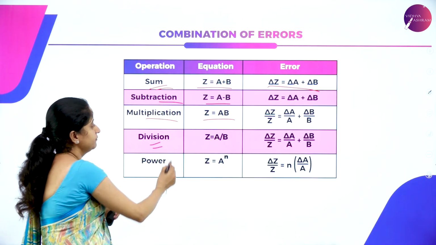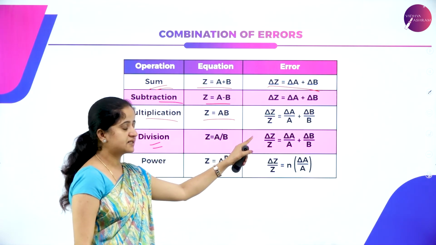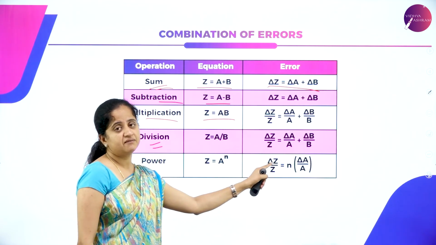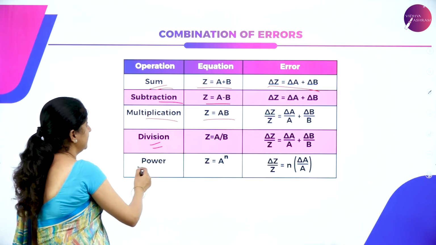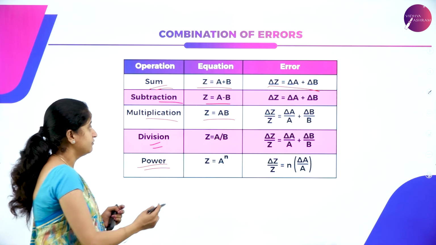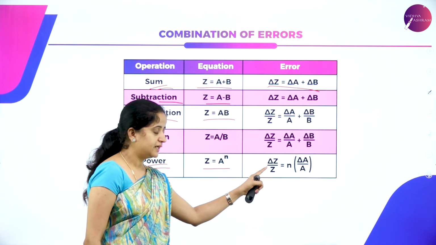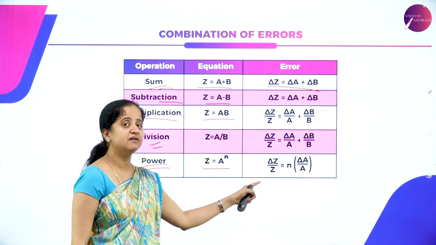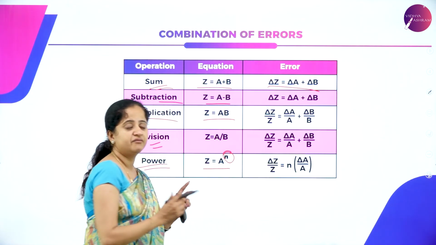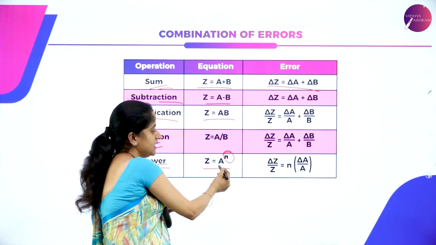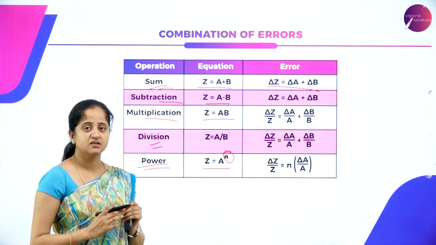And in division, Z is equal to A divided by B, and the relative error in the final result, delta Z by Z, is equal to the sum of the relative errors of the individual quantities, delta A by A plus delta B by B. What if the operation is in terms of powers? For example, if Z is equal to A to the power n, then the relative error in the final result, delta Z by Z, is equal to n times the relative error in the individual quantity, that is n times delta A divided by A. So these are the expressions to find the error in various operations.